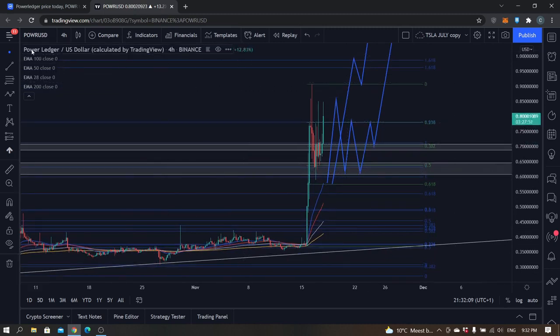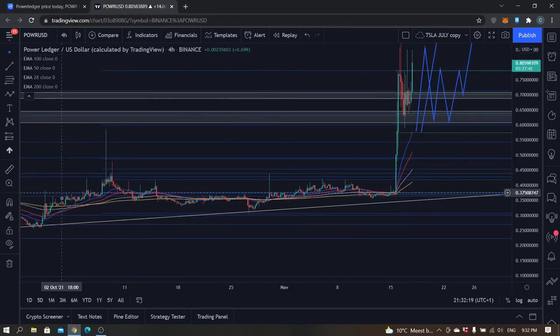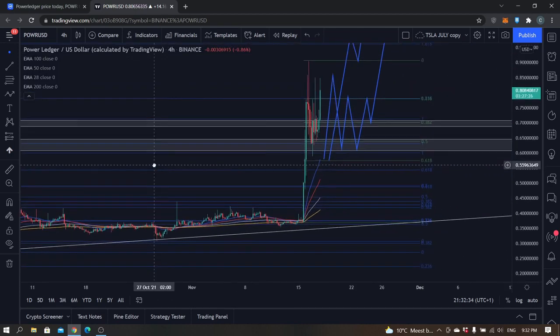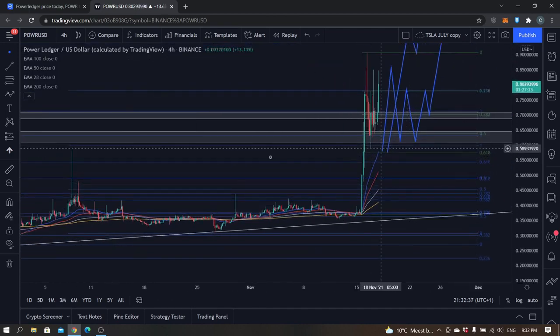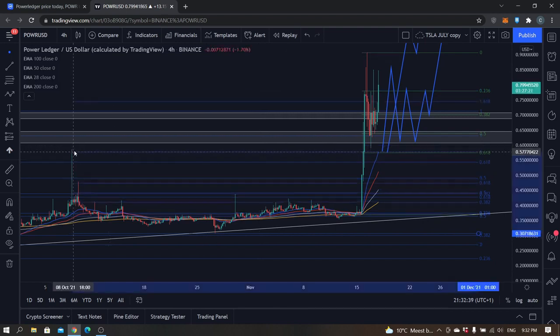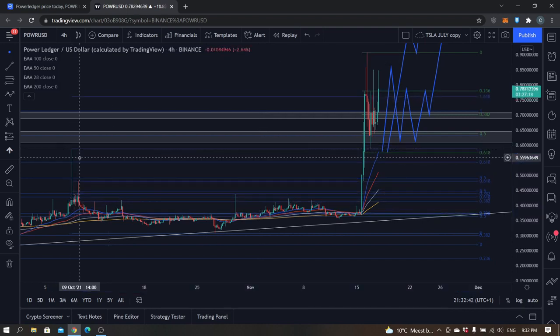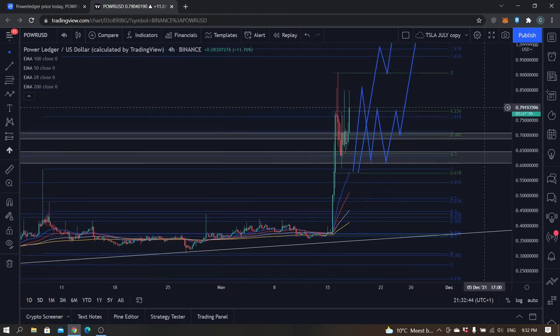Second of all, we're looking at the POWR Ledger against US dollar calculated by TradingView. There aren't any better charts on TradingView, and I don't like that it's calculated by TradingView because look at all these wicks. If you look at another chart of POWR Ledger against USD, you will see different wicks. So how do you do technical analysis on the basis of that? You really can't. But we are going to try.